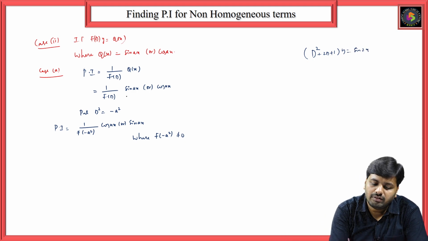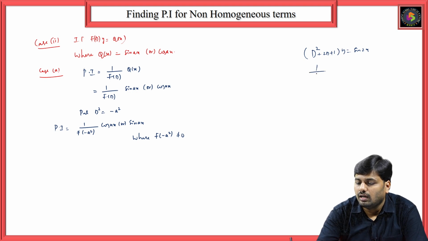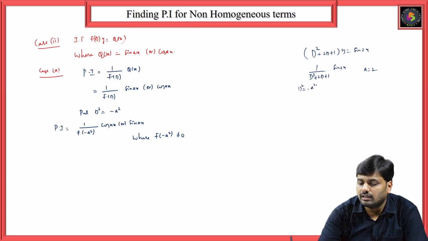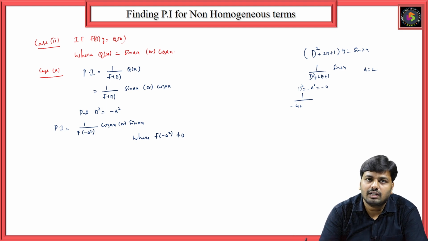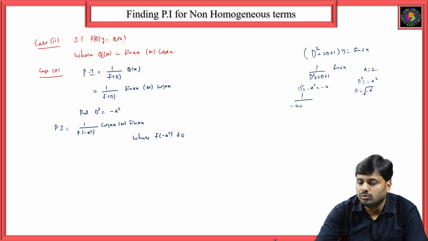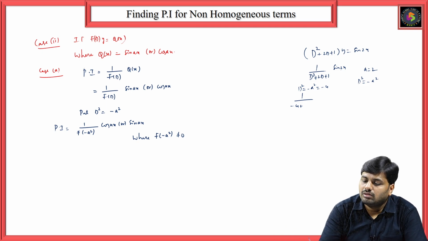What I mentioned, 1 by f of D of sin ax, then put D square equal to minus a square. Here 1 by f of D means 1 by D square plus 2D plus 1 of sin 2x. Here a equals 2, so D square equals minus a square, that is minus 4. In place of D we cannot write root over something. D square equal to minus a square does not mean D equals root over minus a square. This is not correct, so don't follow this. If I follow this, we'll get imaginary parts, which is complicated.